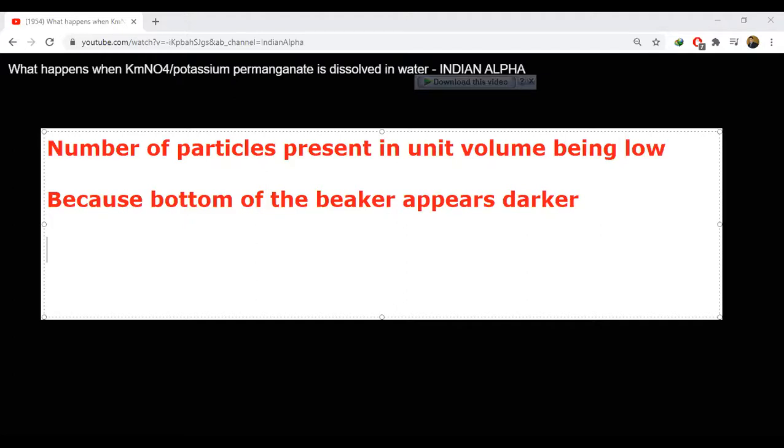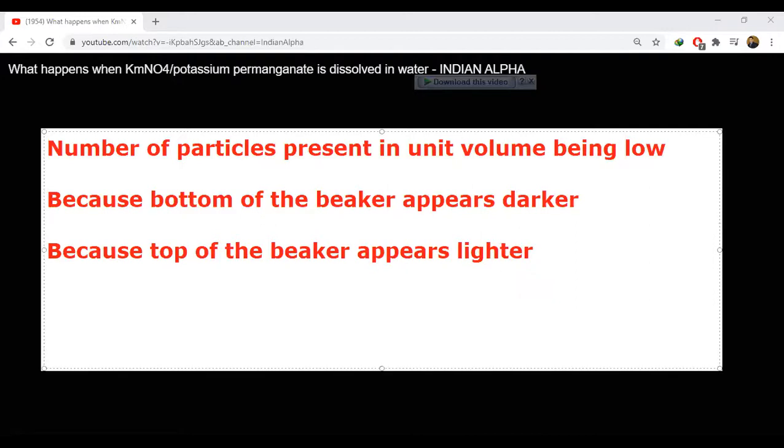Okay. So why do you say there it is low concentration? Because top of the beaker appears. What is the opposite word for darker? Lighter.